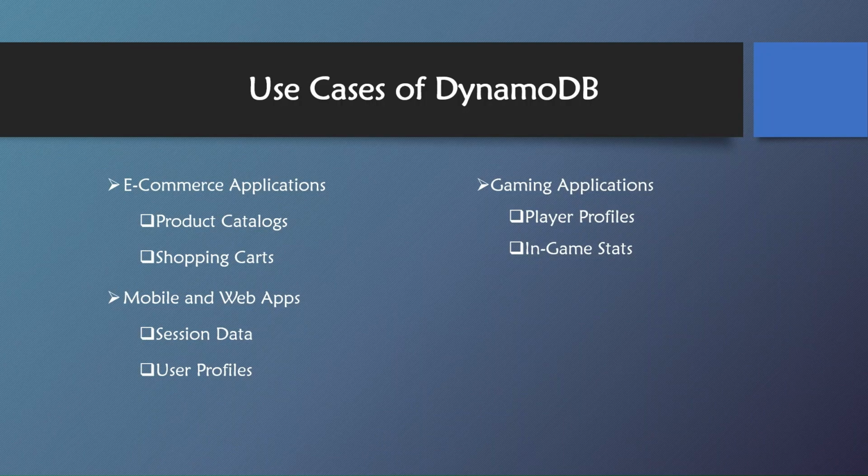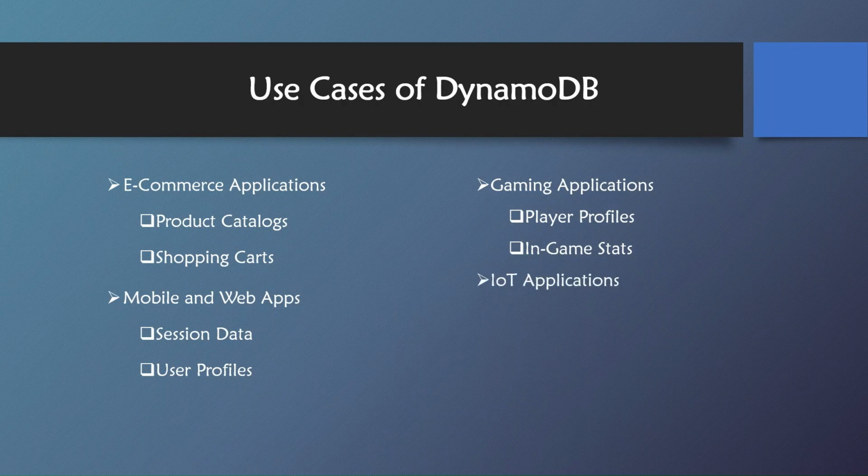So when it comes to in-game states, DynamoDB is commonly used to manage and track in-game statistics such as scores, ranking, inventory, and player progress, with its low latency and high throughput capabilities. It ensures that the game state remains up to date in real time, enhancing gameplay and player interaction.